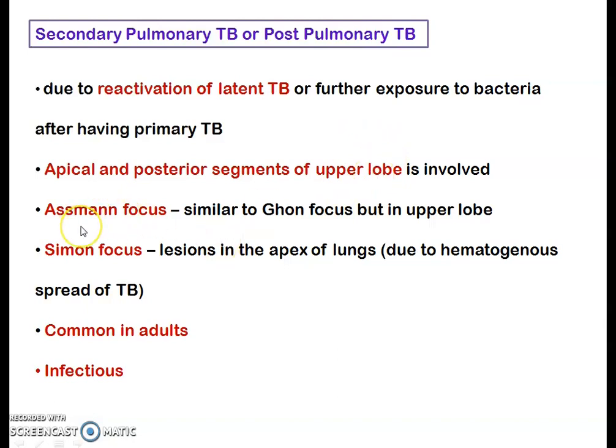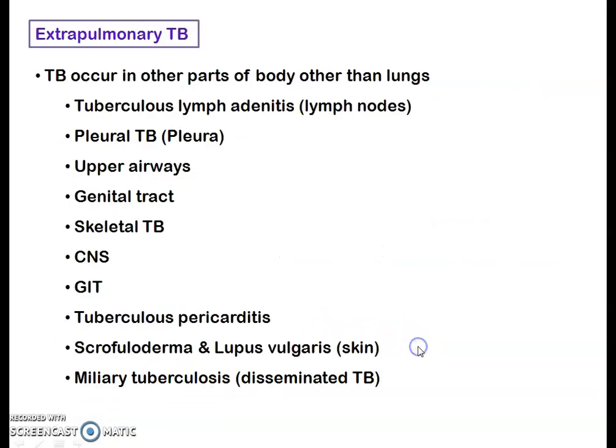Here, the Assmann focus will be formed. It is similar to the Ghon focus, but it is in the upper lobe only, so the site will be different. Then it may progress into the Simon focus, the lesions in the apex of the lungs. It is common in adults, unlike primary pulmonary TB, which is common in children. This is common in adults and it is also infectious, while primary pulmonary TB is not infectious.